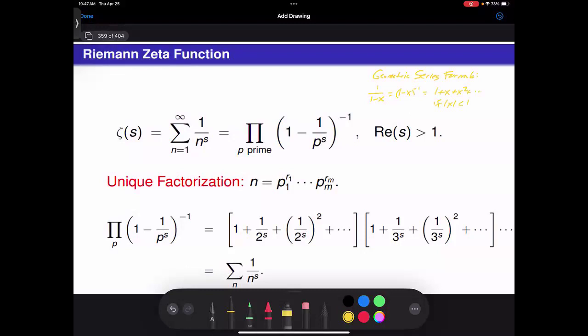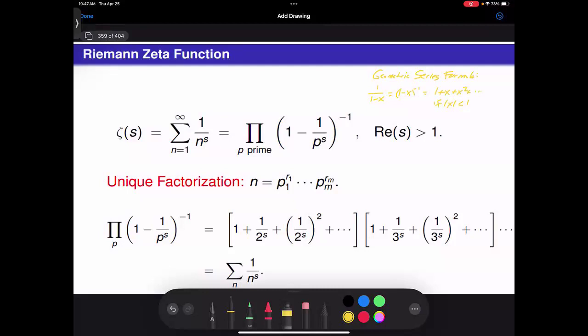So if I take this infinite product and just assume that everything is justified, for each factor, 1 minus 1 over p to the s, inverse, because the real part of s is greater than 1, 1 over p to the s is going to be a number less than 1. I can use the geometric series formula and expand each one of these factors out. And then when I have an infinite product like this, the only terms that survive are when I have only finitely many factors that are not ones.